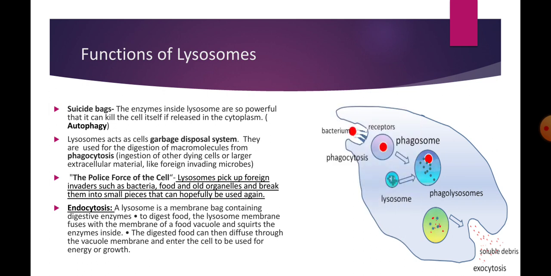Lysosomes act as the cell's garbage disposal system. They are used for digestion of macromolecules from phagocytosis. You might know that phagocytosis is ingestion of other dying cells or larger extracellular material or germs. After phagocytosis, the germs or the waste materials are broken down into pieces by the lysosome and are released. So they clean the garbage of the cell.